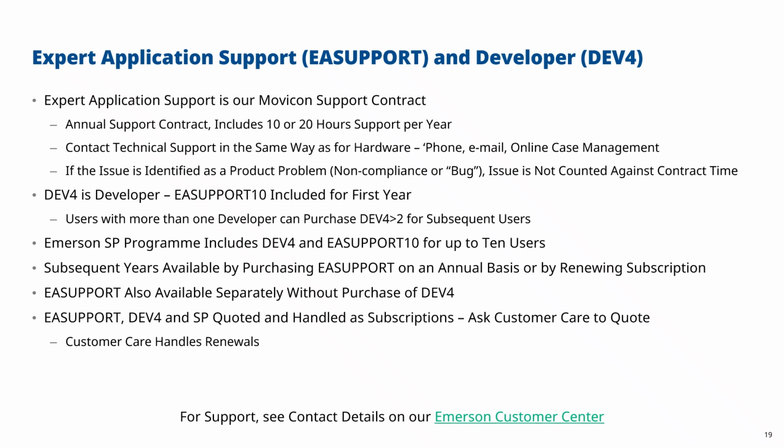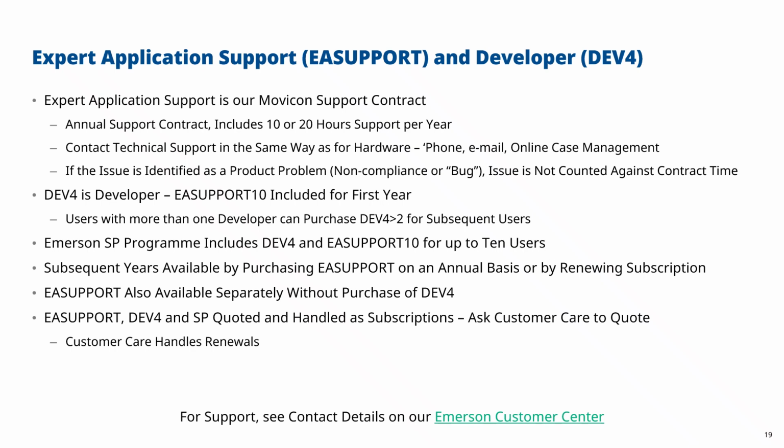Now, if you buy Dev 4, Dev 4 is for developer, and that includes EA Support 10 for the first year, and then you can get an automatic renewal in subsequent years. But if you've got multiple developers, then you only need to buy EA Support 10 once, so you can use a different part number, Dev 4 greater than 2, and then that part number supports you for subsequent users without having to buy multiple EA Support 10s.